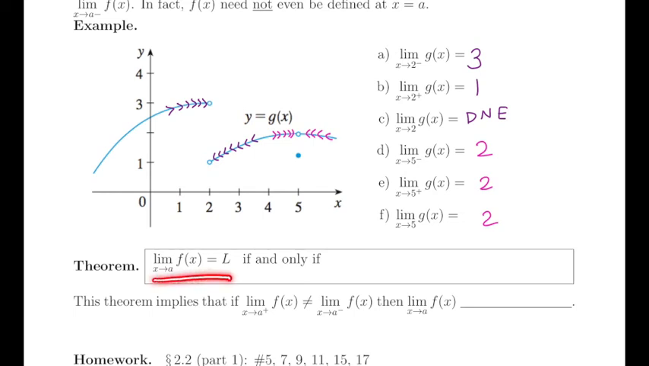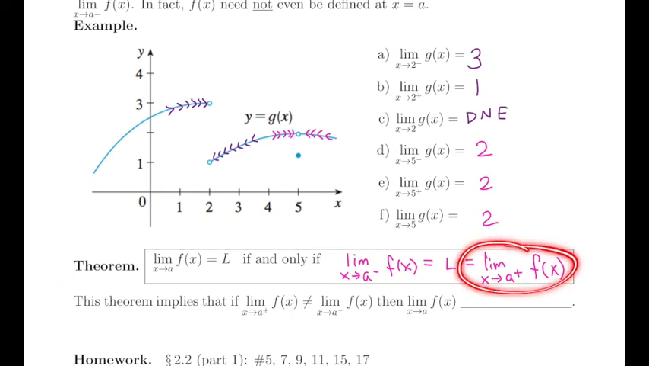As x goes to A, f of x is equal to L if and only if limit as x goes to A minus of f of x is L, and it's also equal to the limit as x goes to A plus of f of x. And what this theorem is implying is that if these two limits are not the same, then the two-sided limit does not exist. So that's the remark below here. If the two one-sided limits are not equal, then the two-sided limit does not exist.